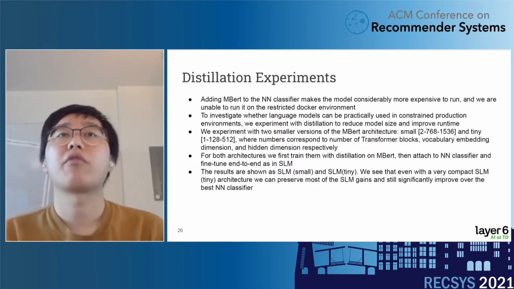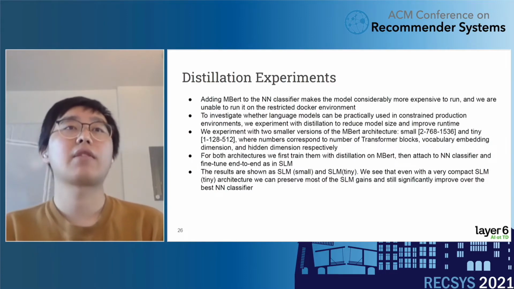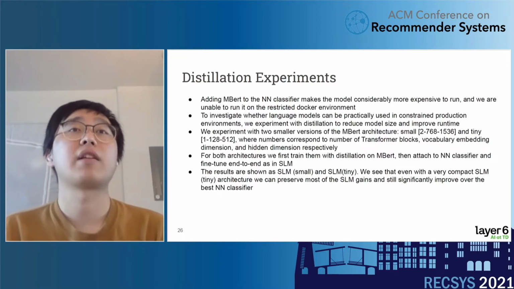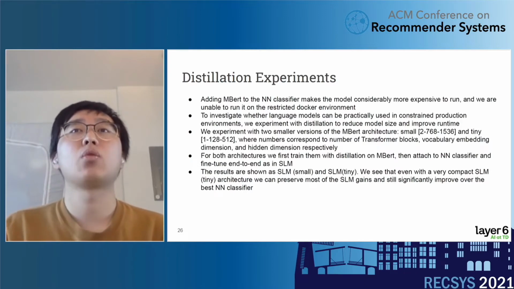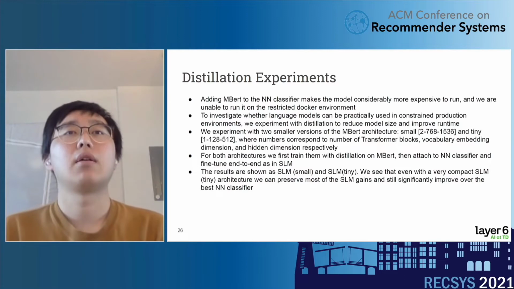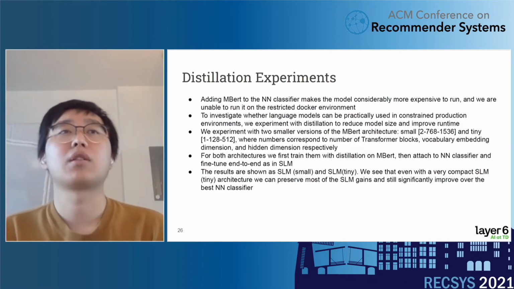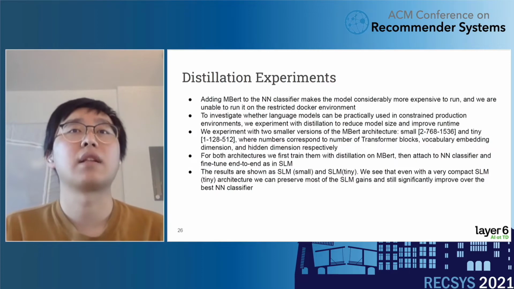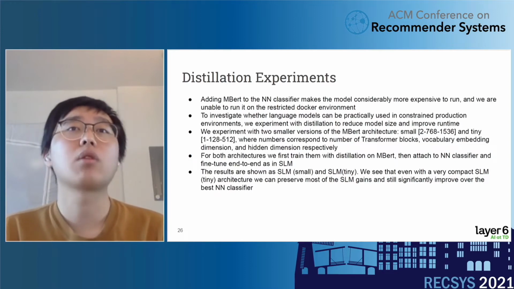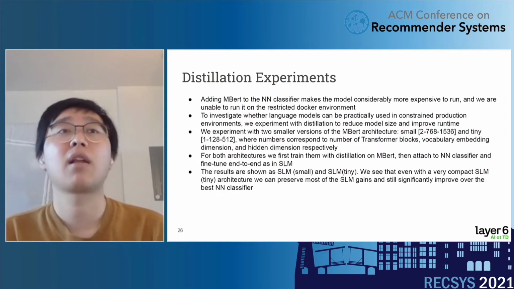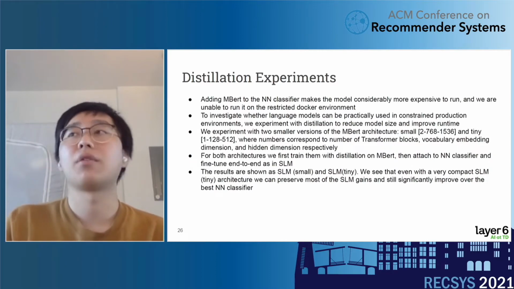For both architectures, we first train them with distillation on mBERT. This mBERT is the unsupervised fine-tuned model we trained before. Then we attach the NN classifier and fine-tune end-to-end as a supervised language model. The results are shown as supervised language model small, corresponding to the small architecture, and supervised language model tiny, corresponding to the tiny architecture listed above. We can see that even with a very compact supervised language model, which is the tiny one, we can preserve most of the supervised language model gains and still significantly improve the base NN classifier.